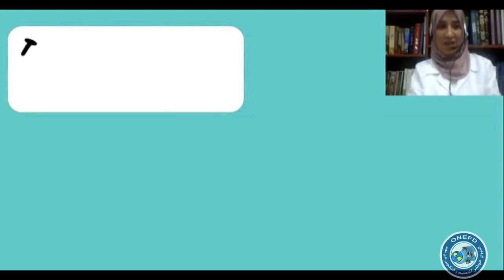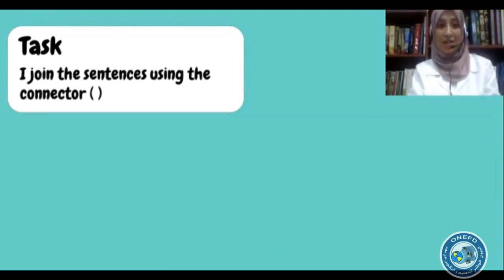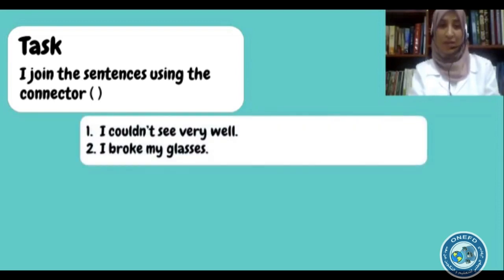Let's move to another task. So the question says, join the sentences using the connector between brackets. So here we have 3 sentences. Each sentence has 2 parts. With each 2 sentences, you have a connector between brackets. You are going to link or join the 2 sentences using the connector between brackets.